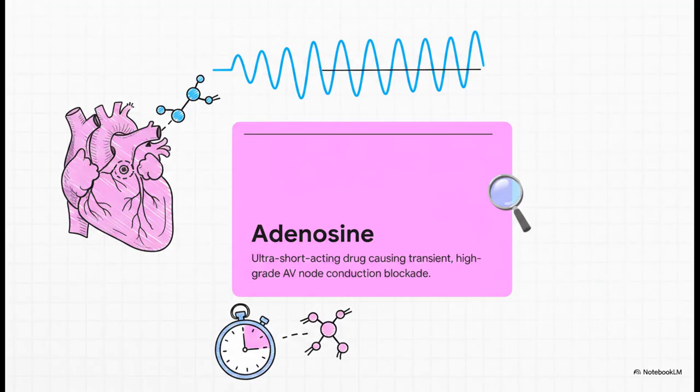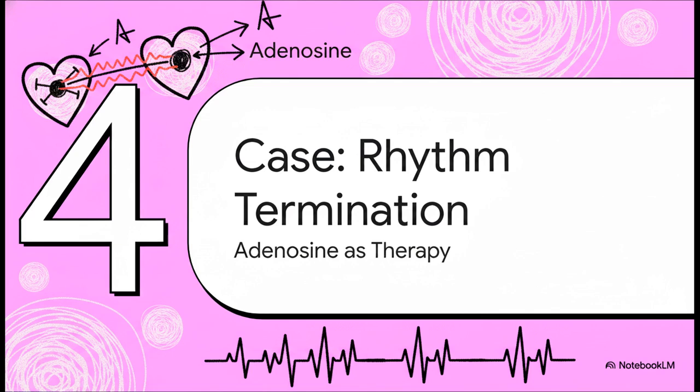The genius of adenosine really lies in its pharmacokinetics. It's an ultra-short-acting drug, and what it does is induce a transient but profound high-grade blockade of the AV node. This brief pause in AV conduction is our diagnostic window. It lets us pharmacologically interrogate the AV node's role in the tachycardia, either by terminating the rhythm or by unmasking the underlying atrial activity. So let's apply this principle to a clinical case.